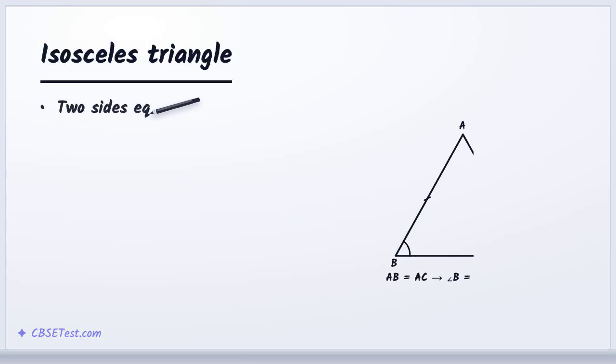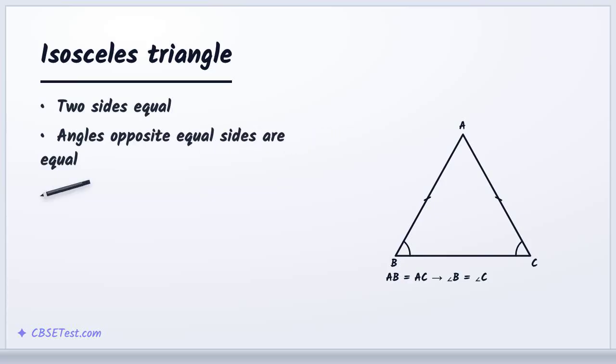In an isosceles triangle, 2 sides are equal. A key property is that the angles opposite those equal sides are themselves equal, and the converse holds too. Equal angles give equal sides.